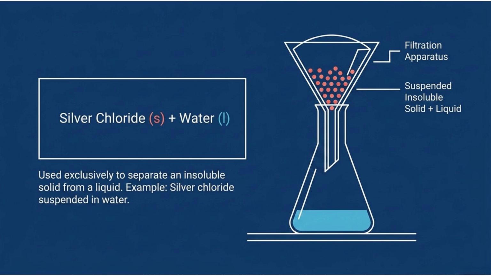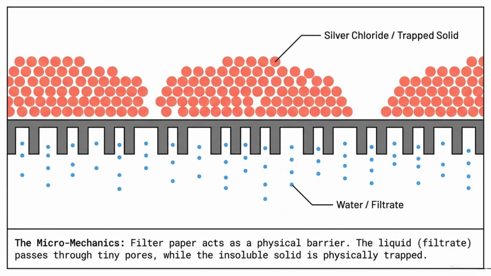But what's happening at the microscopic level? Think of your filter paper as a physical barrier with tiny pores. These pores are large enough to let water molecules slip through, but too small for the solid silver chloride particles to pass. It's a game of size. The paper acts like a gatekeeper, physically trapping the larger solid structures.